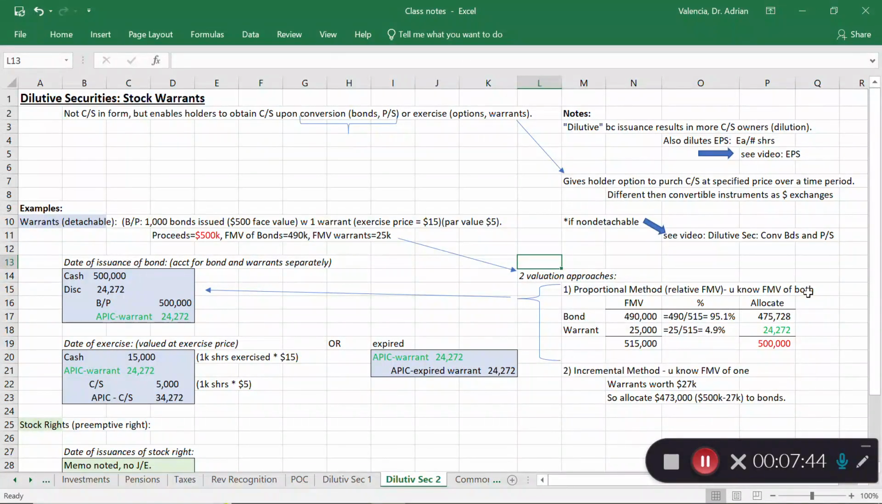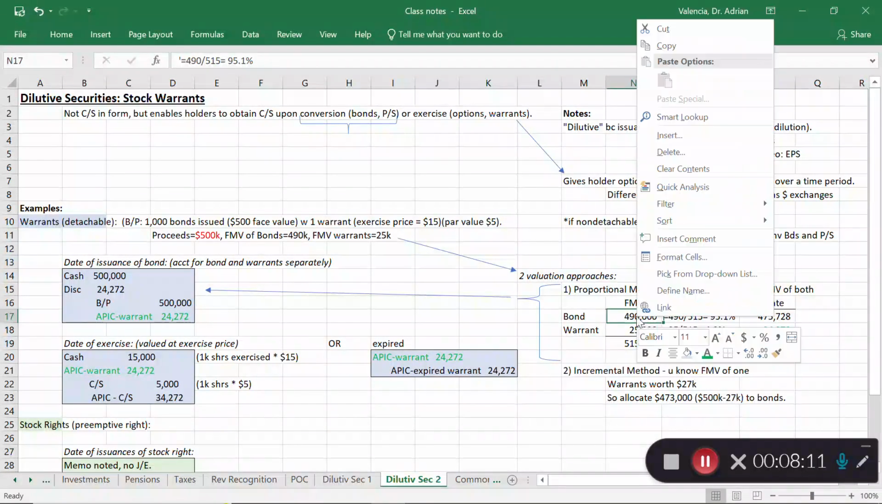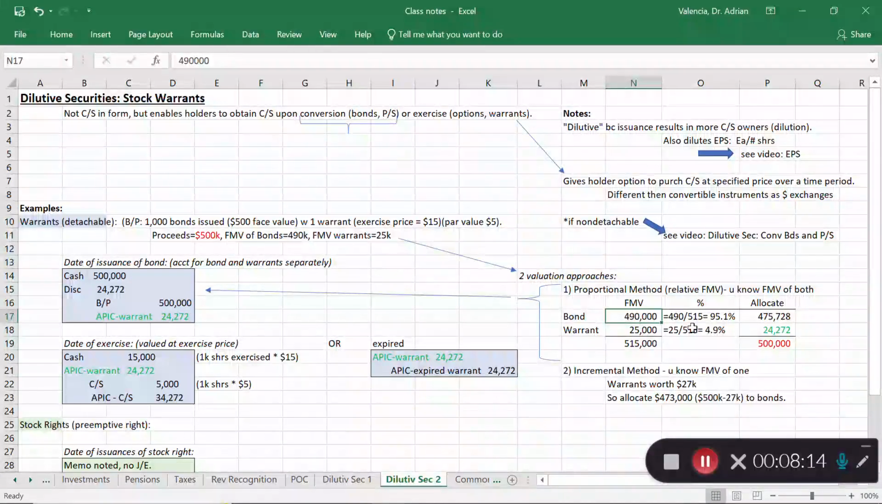This is the case where you know both fair market values, like in our case right here. You know the worth of those two things. So if I know both, I say the fair market value of the bond and the warrant is as follows. That gives me a total of 515. Now, I did not receive 515. I received 500. So I'm going to have to allocate that 500 based on these percentages. The relative fair market value is 490 out of 515, roughly 95%, and 25 out of 515 is roughly 5%.